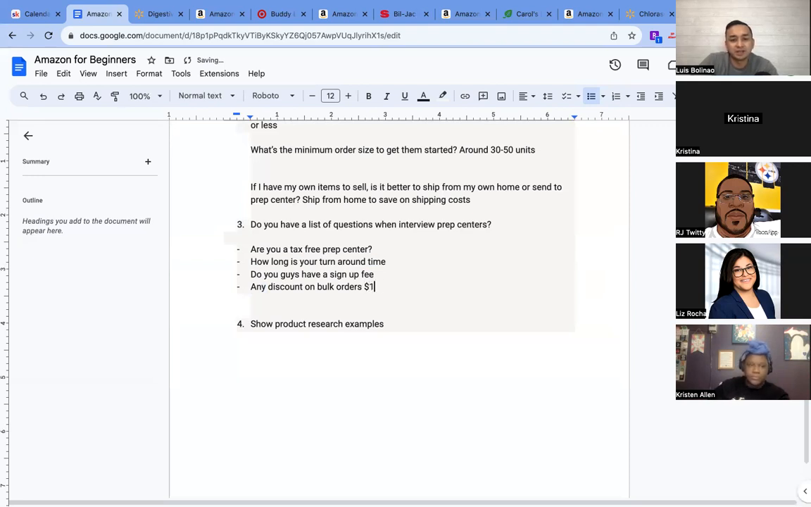I also want to add that these prep centers usually charge, I want to say, around $1.20 to $2 per unit. So I would stick with this range because you don't want to pay too much on prepping costs, right?